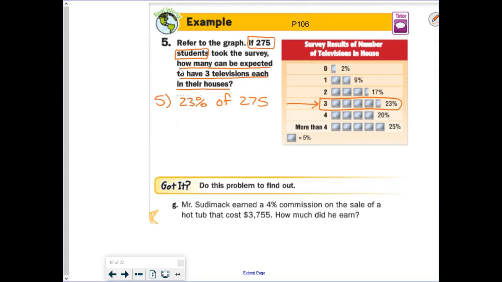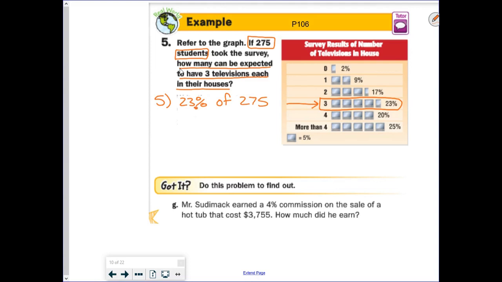Now, it doesn't tell us which method to use here, so we have our own choice of doing so. Looking at the number 23, is this a number that can easily be turned into a fraction, reduced, and then multiplied by? Or would it be better off just turning that 23% into a decimal? Yeah, I think turning 23% into a decimal is the way to go in this problem.